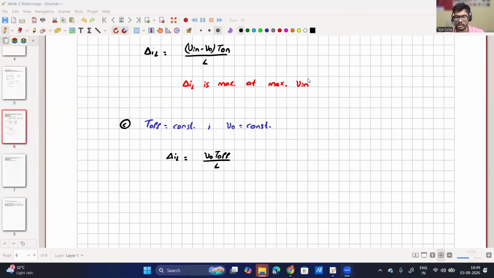Are you following or am I going a little bit too fast? You became silent, all of you. See, V naught is constant, V in is not having any role, right? Yeah, exactly, very good. So in this case, with constant off time, delta IL is independent of input voltage. If I am fixing the off time and regulating at a fixed output voltage, then even if I change the input voltage, ripple will not change. That's what I wanted to discuss: in the case of a buck converter, delta IL is independent of input voltage for constant off time.